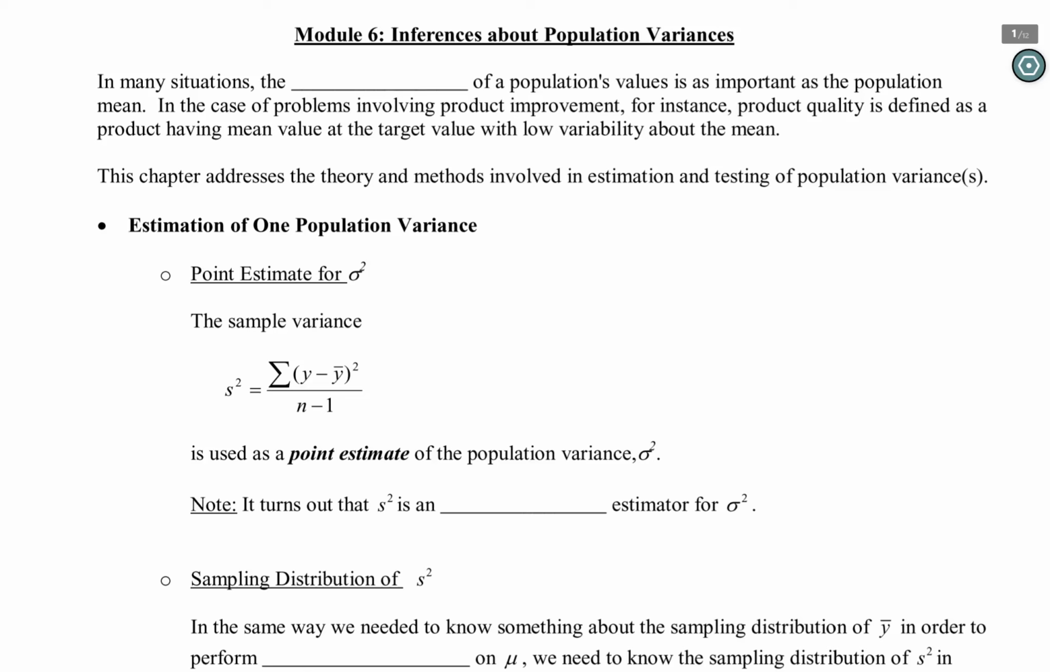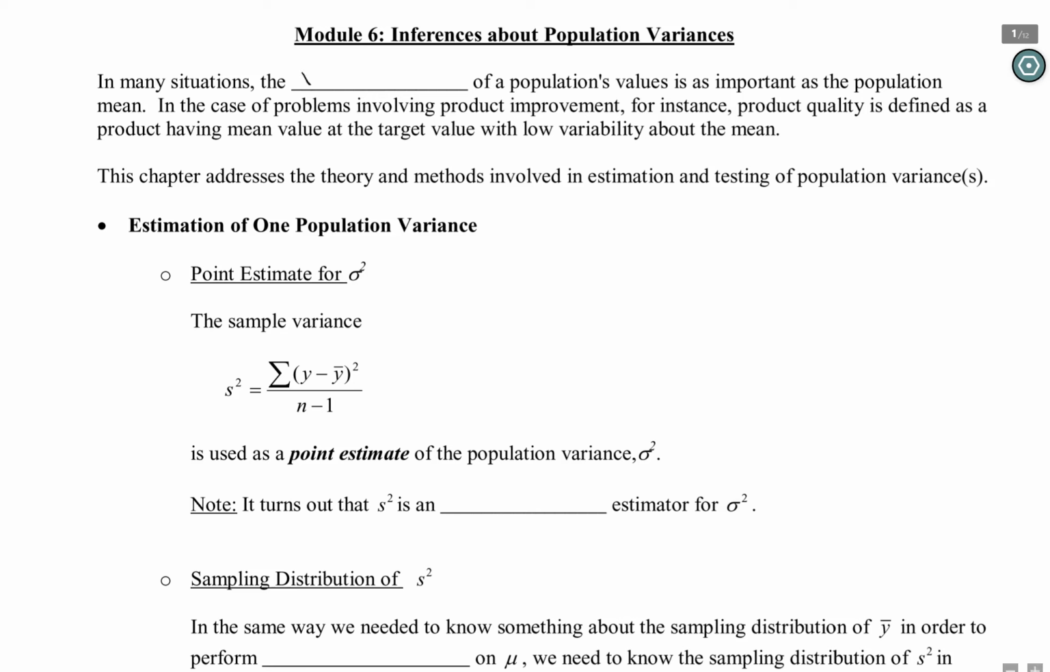Hello there. In this module we consider inference on population variances. It's not enough just to say something about the mean of a population or means of a population or the medians, but we need to say something about the dispersion or the spread or variability of a population. In particular we want to look at statistical inference on population variances.